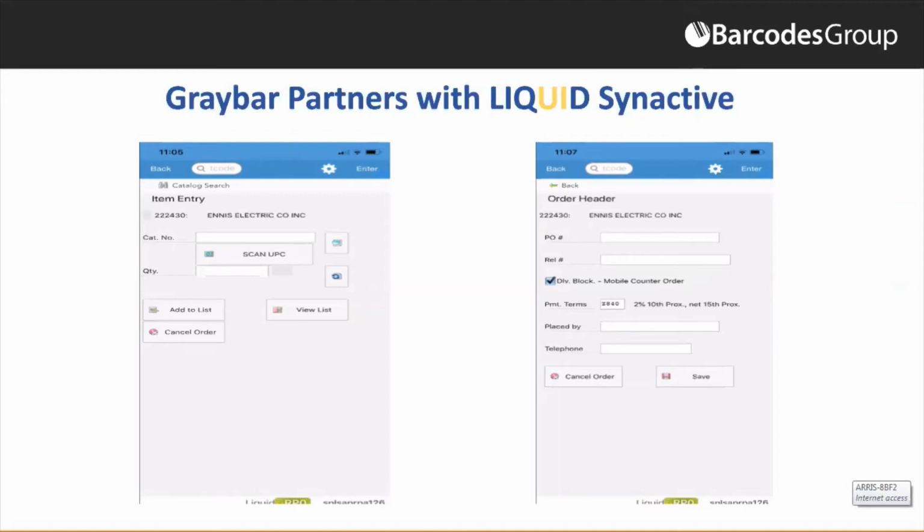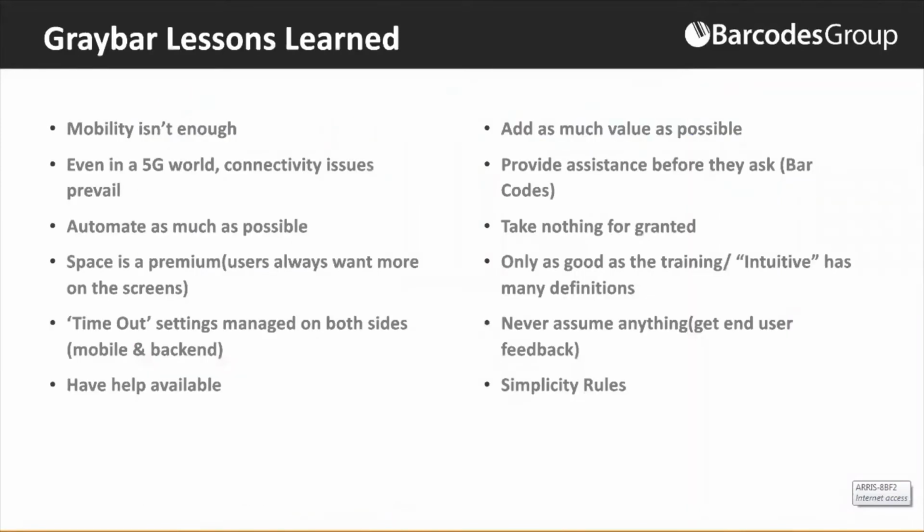So those were really the three things we were trying to solve for: cycle count, goods receipt, and then this idea of counter orders and a retail experience. And then on the next screen here, Ash and I can share with you some of the things we learned along the way. I'll kick off with a couple of them.